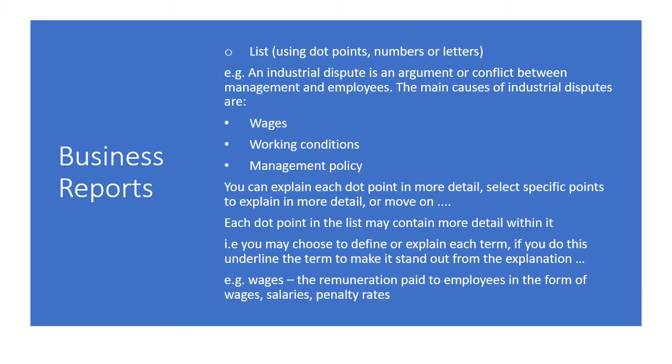Now, in regards to setting out the report, you can list things. You can use dot points, numbers, or letters. For example, an industrial dispute is an argument or conflict between management and employees. The main causes of industrial disputes are wages, working conditions, and management policies. After that, underneath each one of those, you can start explaining your dot point in more detail and then move on. Each dot point in the list may contain more detail within it, or you can do it afterwards.